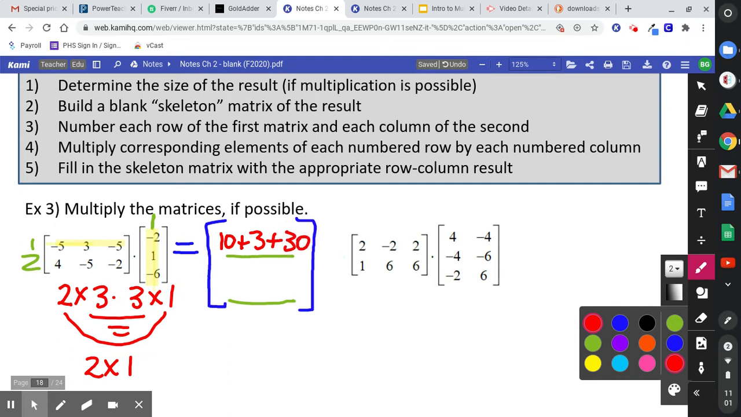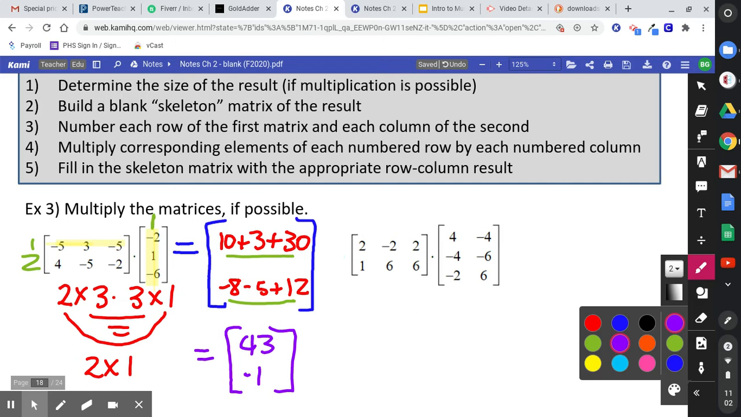Now I move down to my next row. 4 times -2 is -8. -5 times 1 is -5. And -2 times -6 is +12. After that, I'm just going to clean up my numbers. 10 plus 3 plus 30 is 43. -8 plus -5 plus 12 is -1. That's my answer. I have a 2 by 1 matrix, 43, and -1. Okay? So that's it.